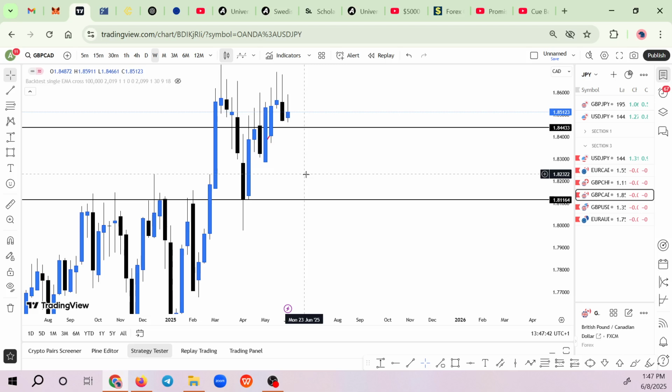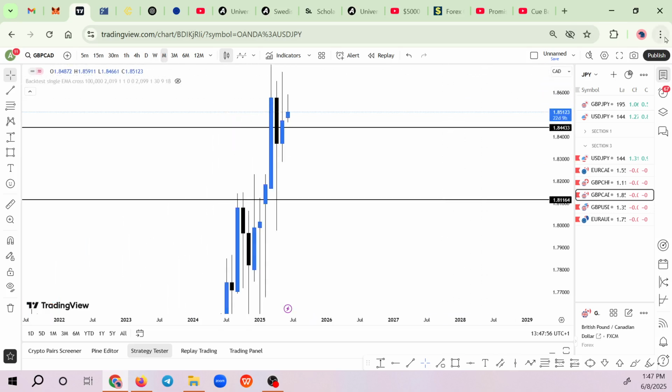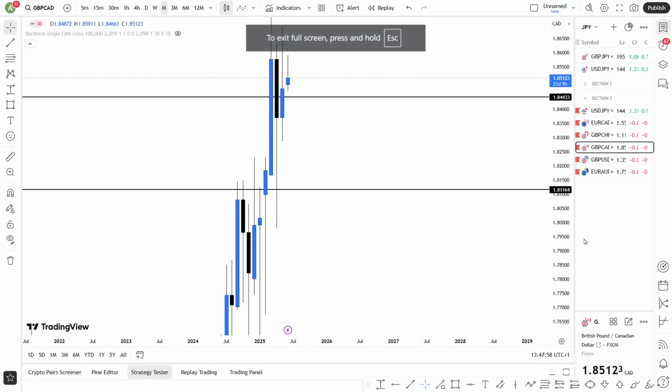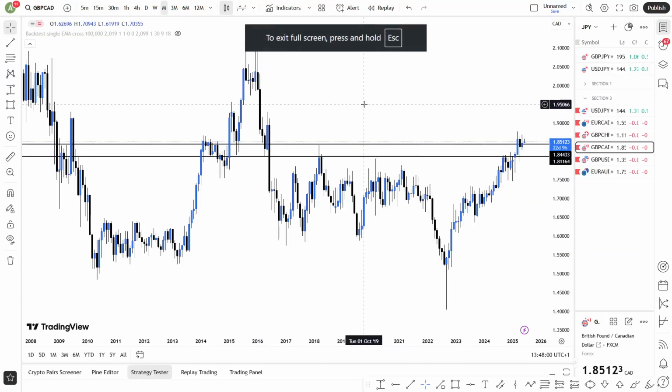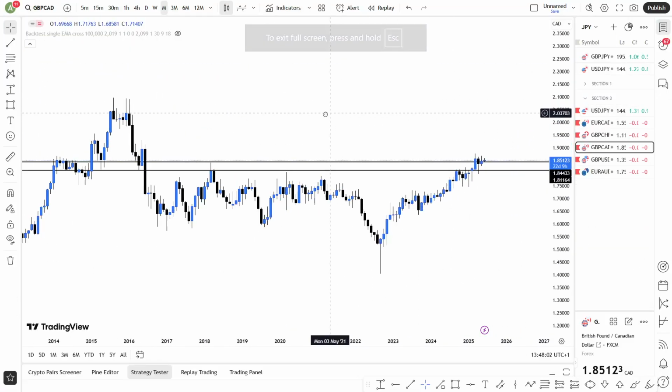So we're going to do some chart analysis on GBP CAD and some other peers. But the first one for this week is GBP CAD. So firstly, let's do a top-down analysis for the week, and let's see what we're expecting for this week.